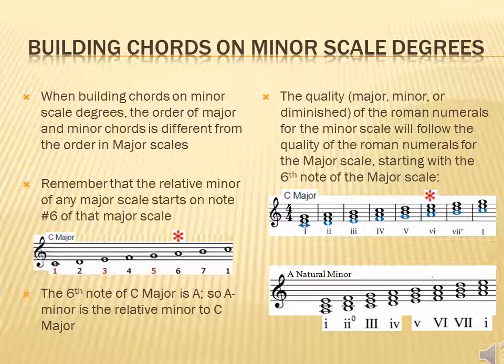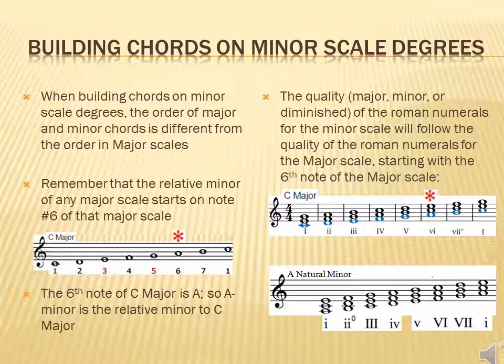Building chords on minor scale degrees. When building chords on minor scale degrees, the order of major and minor chords is different from the order in major scales. Remember that the relative minor of any major scale starts on note number 6 of that major scale. So in C major, we would have 1, 2, 3, 4, 5, 6 would be the relative minor. The 6th note of C major is A, so A minor is the relative minor to C major.